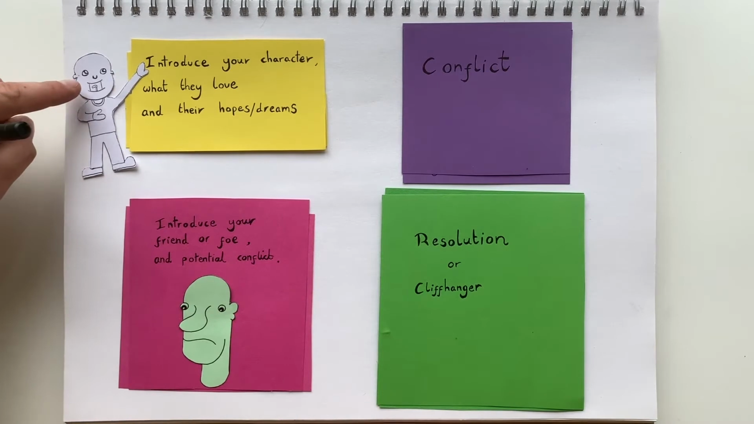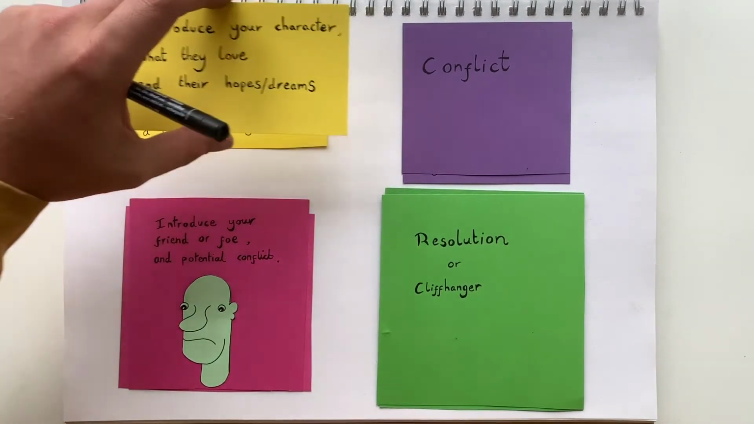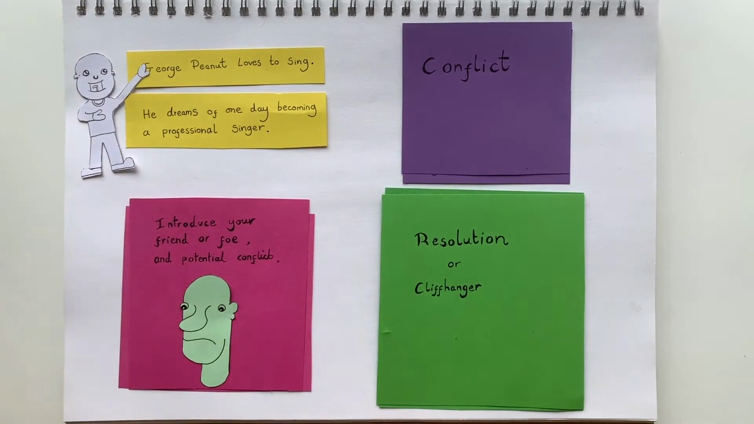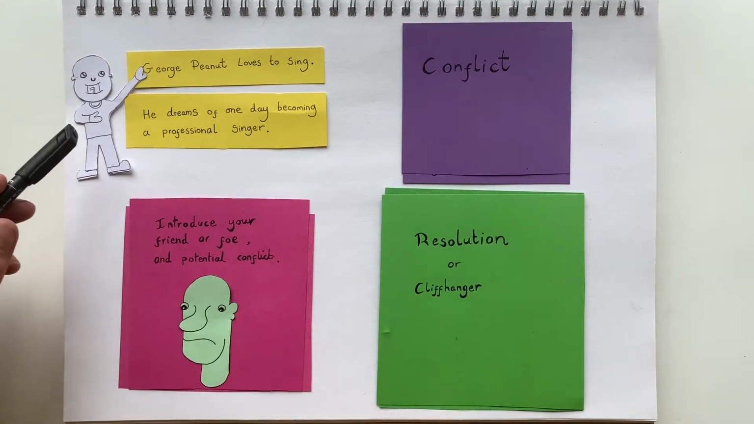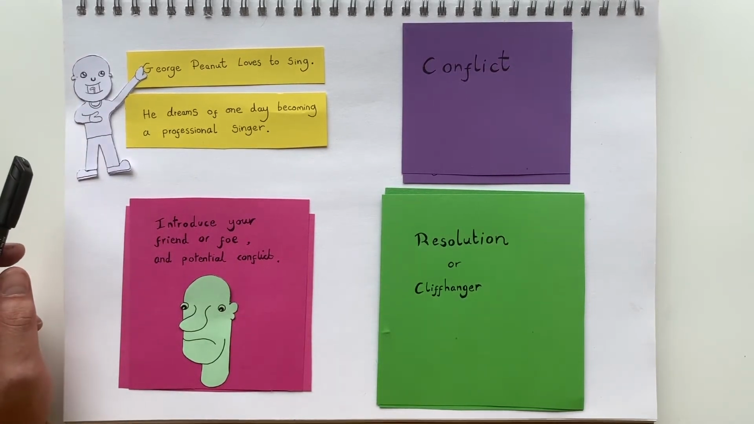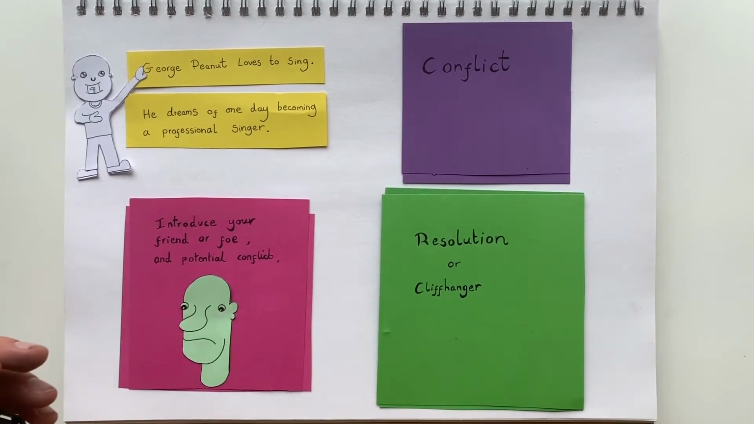So the first thing to do is to introduce George Peanut, what he loves and his hopes and dreams. This is very, very simple, what I've written. George Peanut loves to sing. He dreams of one day becoming a professional singer. An introduction to the character and something about their personality so we can learn a little bit about them.